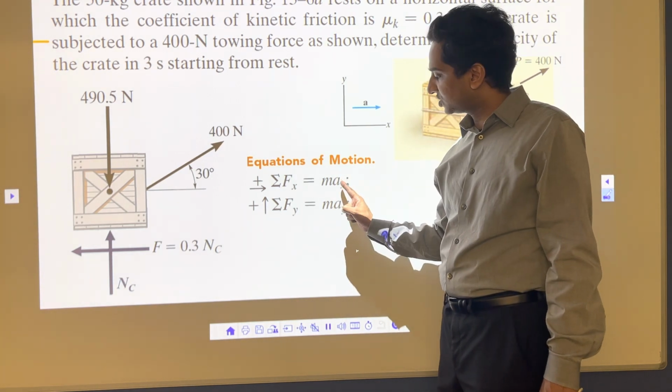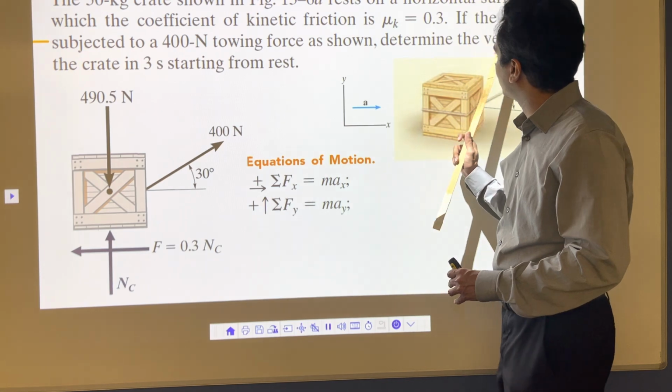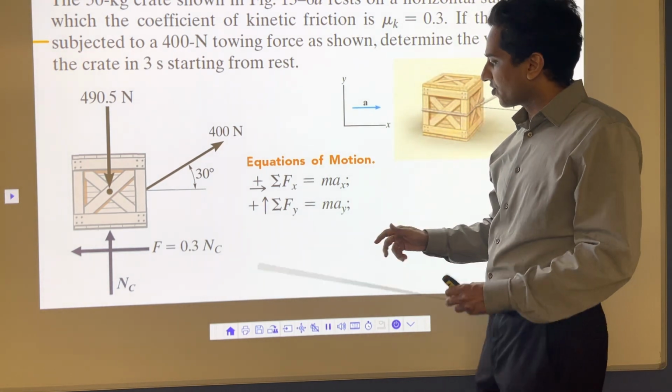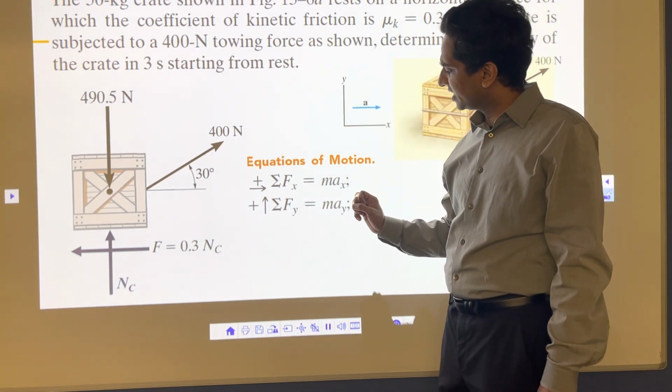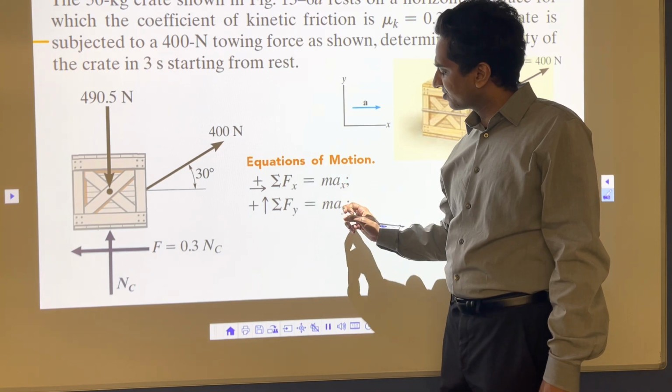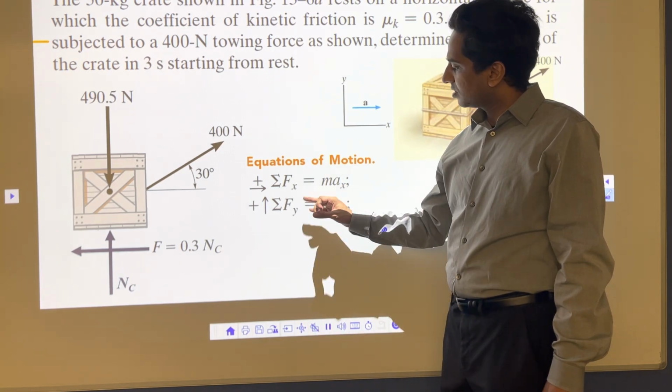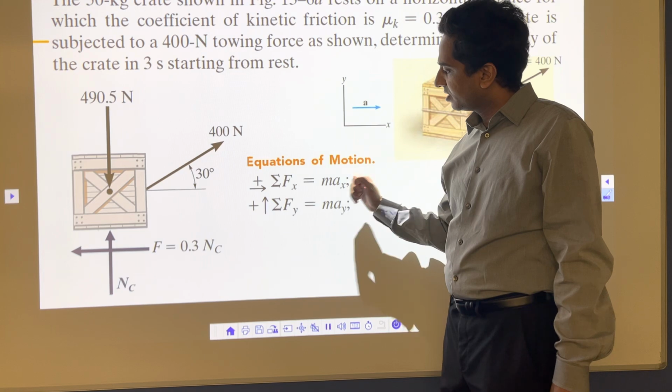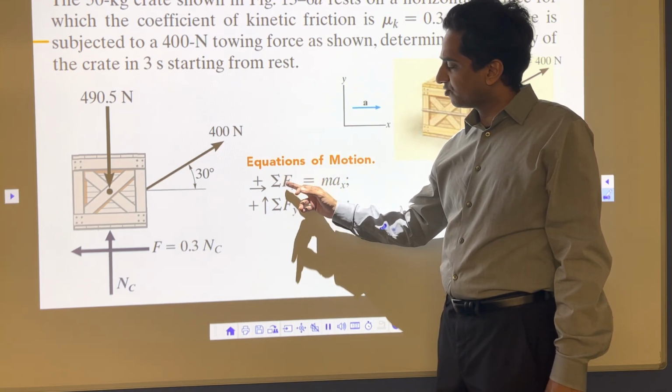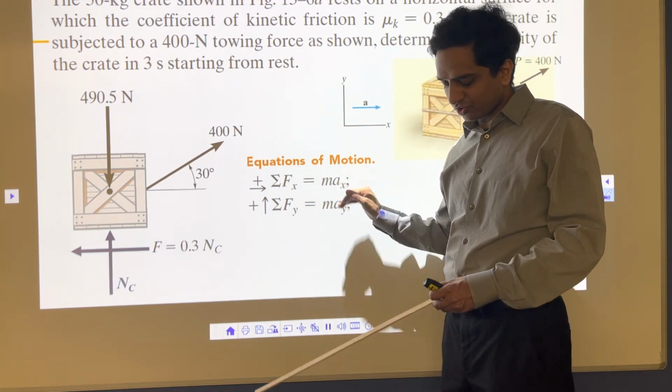We have to find the acceleration. Once we can find the acceleration, we can calculate the velocity. So our objective is clear: find ax, find velocity. So for that, I'm going to apply this: all the forces in the x direction, all the forces in the y direction. I'm going to write down this equation.